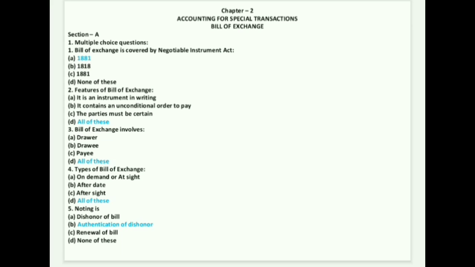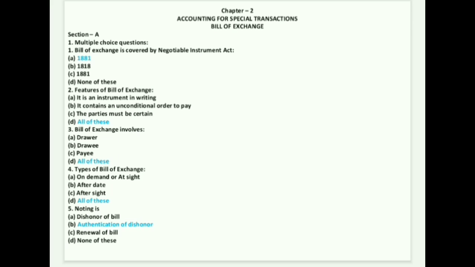Second is it contains unconditional order to pay, yeah, you have to pay. And it's an instrument in writing, bill of exchange. So all these three are correct. Like bill of exchange, I repeat, it is an instrument in writing, it contains an unconditional order to pay, the parties must be certain. So all of the above is the correct answer.